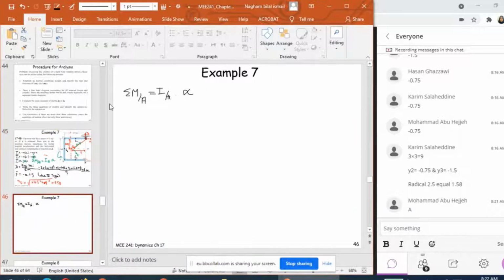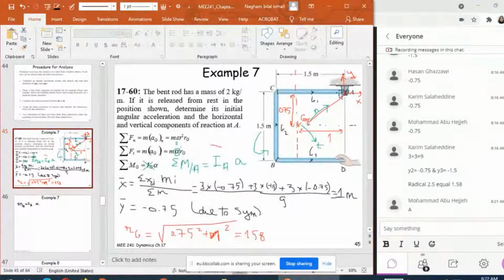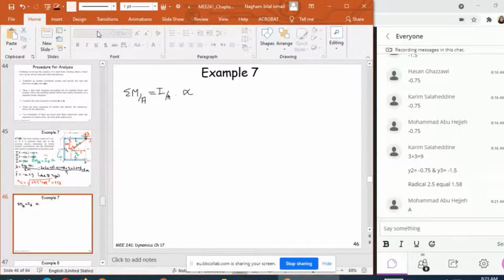And what is IA? If I want to find IA, guys, the mass moment of inertia around A, I can find the sum of the mass moment of inertia of all these three beams around A, right? For example, what is the mass moment of inertia of AC around A? It's in fact I of AC around its center of mass G1 plus the mass of AC times D squared, the distance from G1 till A. So I can apply the parallel axis theorem to find the mass moment of inertia for each beam and then sum them up to find the mass moment of inertia around A. Okay, guys?